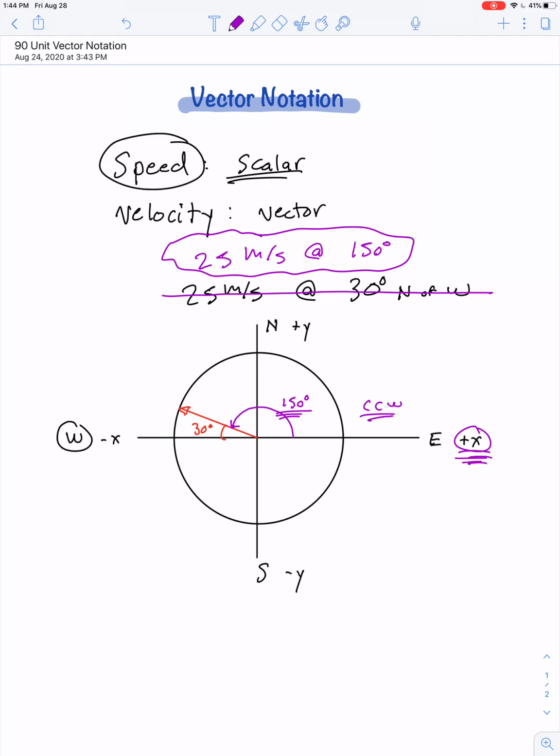x-axis. Equivalently, we could say, not to confuse you, but to throw another angle in here, I guess this right here would be 60 degrees, right? So 30 degrees north of west is the same thing as 60 degrees west of north. But if you don't state things like this, west of north or north of west, then you can just state an angle and it's implied relative to the positive x-axis. Okay, so that's one option for vector notation, is to state a magnitude and a direction.